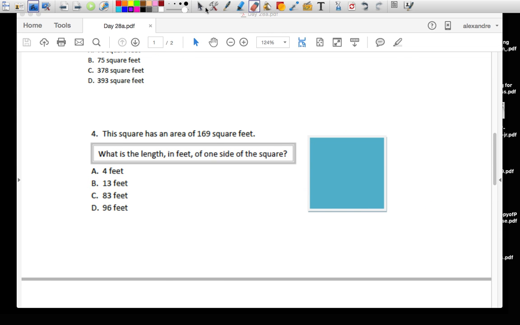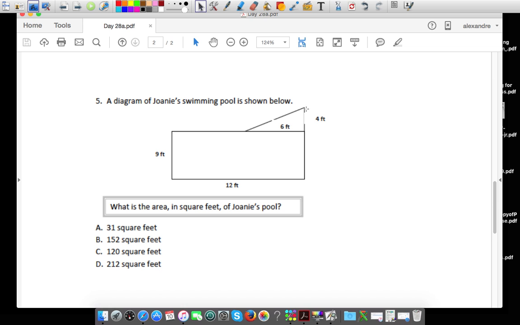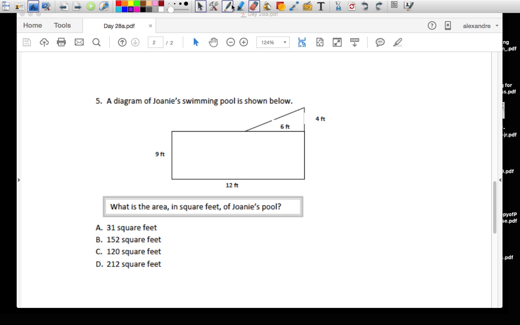Alright, so let's move down. Let's find the area of this thing over here. What's the square feet of the pool? Maybe this is the main pool and this is the kiddie pool where the children swim. We can easily find the area of the big pool rectangle. It's a 9 by 12, so 9 times 12 is 108 feet squared.